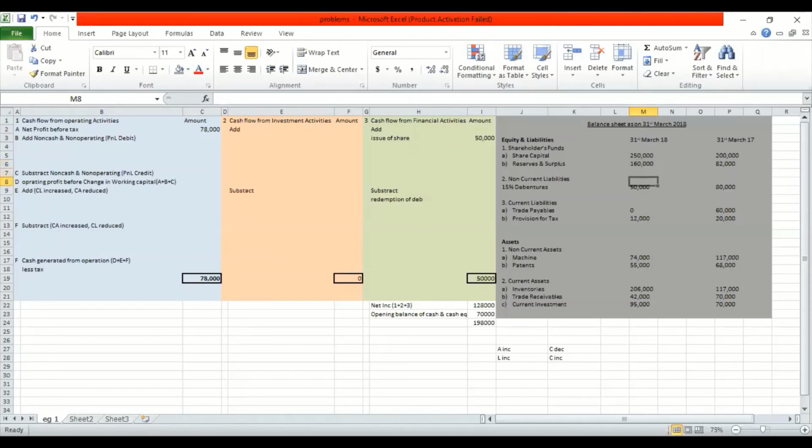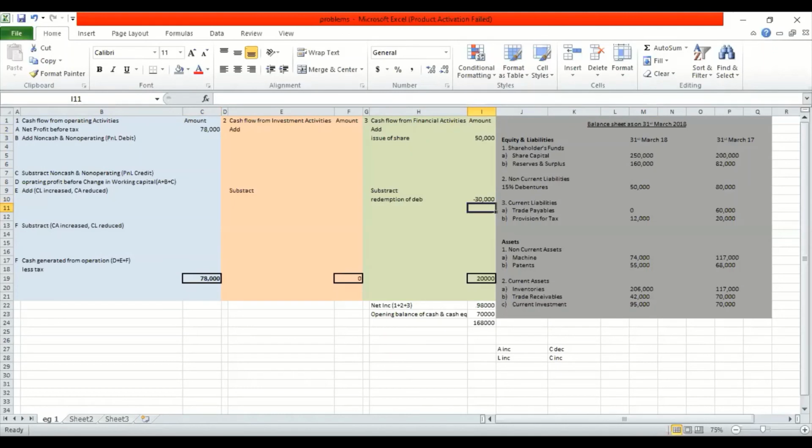Let's look into the next part of it. Debenture again is capital employed. What happens now with debenture? It has reduced. So what have I written? I have written redemption of debenture and the amount is 30,000. I will write it as minus 30,000.